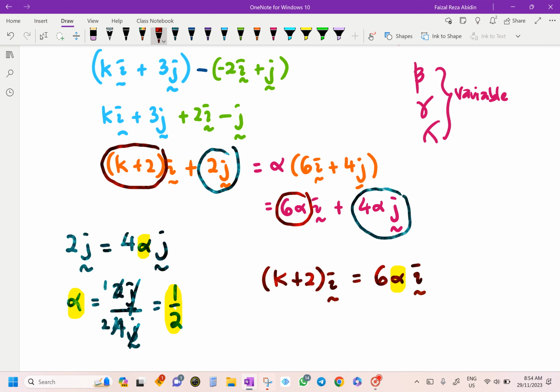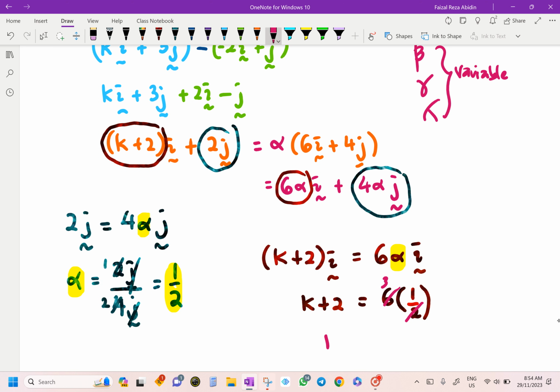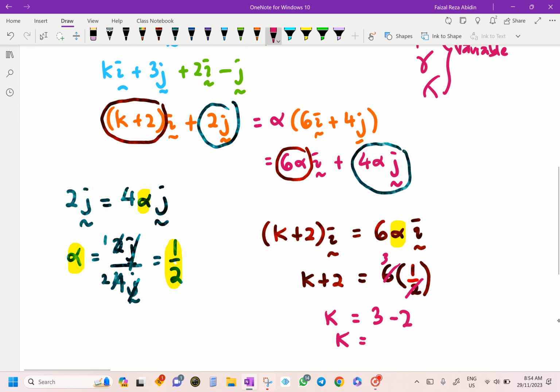So 6 times, yes. So i with i I can solve. So you will get k plus 2 equals 6 times 1/2. Where do we get 1/2? Yes, our alpha. So 6 with 1/2 over here is going to be 3. So 2 bring to the right side, minus. k equals 3 minus 2. So the k value here is going to be 1.